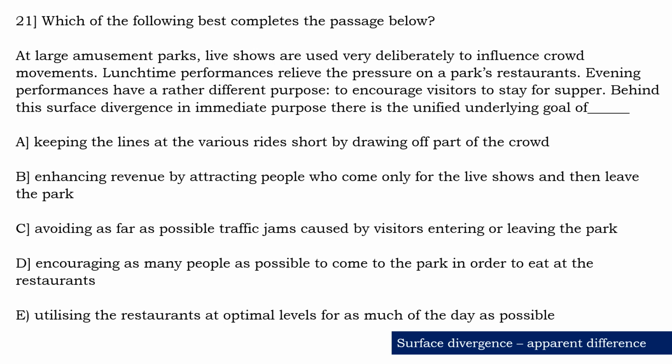And in the evening, when restaurants are generally going to be empty, if all the people leave the park in the evening, the restaurants will not be having any business. So if they are made to stay inside the amusement park in the evening because of the live shows, they will again be coming back to the restaurants to have their supper. So again, the restaurants will be having business. So this is the unified underlying goal, utilizing the restaurants at optimal levels for as much of the day as possible. So this is the correct statement that will fill up the blank here. So option E will be your answer.